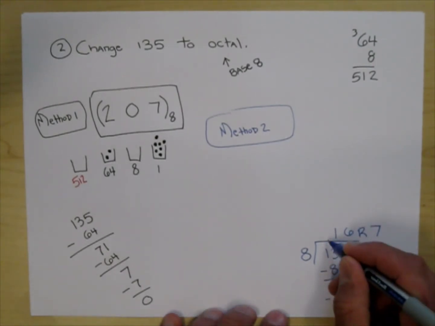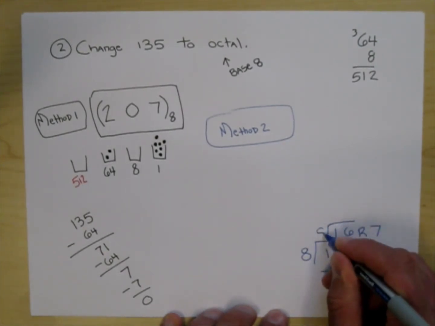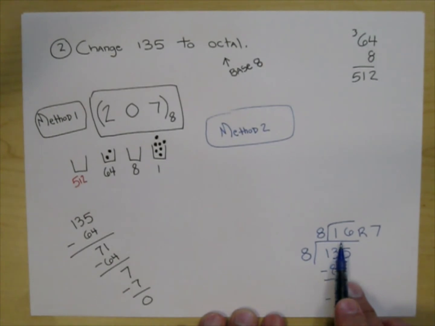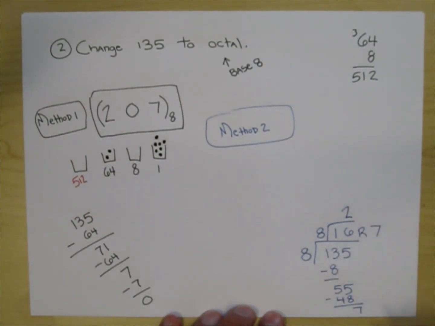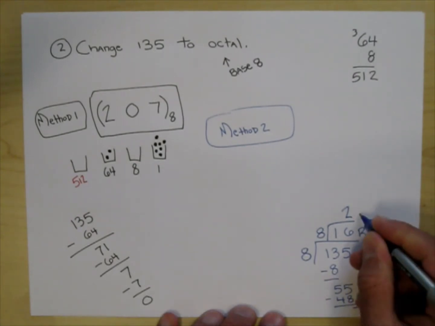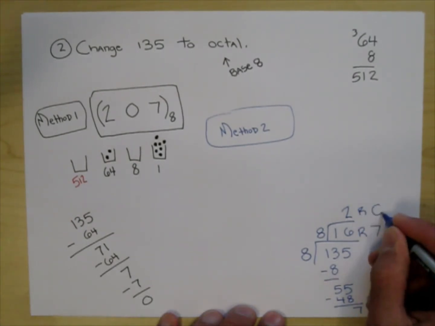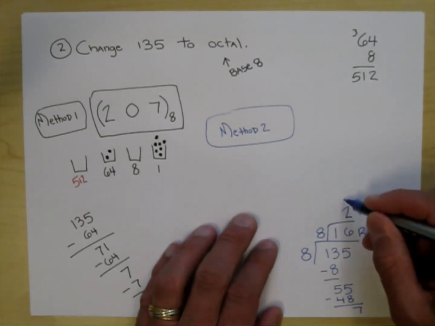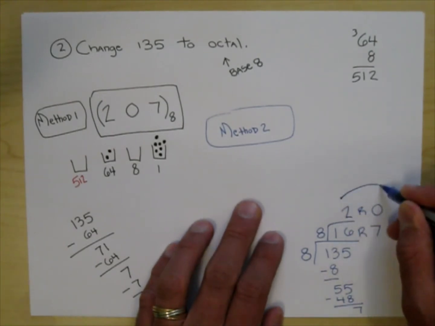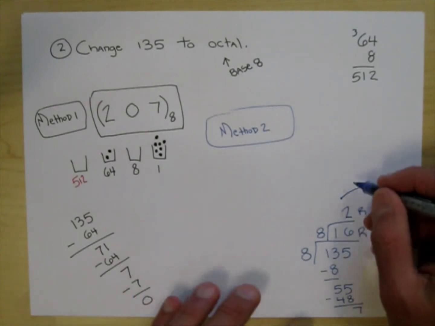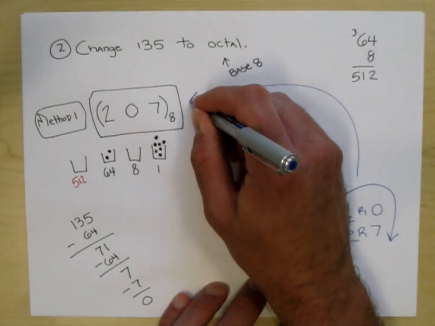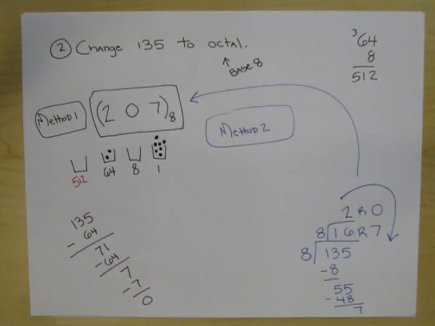So now we're going to go ahead and put the 8 into the 16. 8 goes into 16 2 times exactly. You still have to put the remainder. The remainder is 0. Look what happens when I go down the river. I end up getting 207, which is exactly the answer that I got with the shopping method.